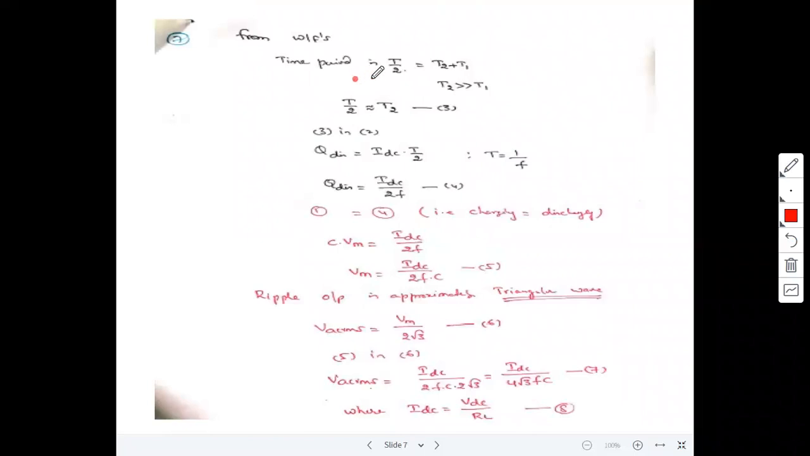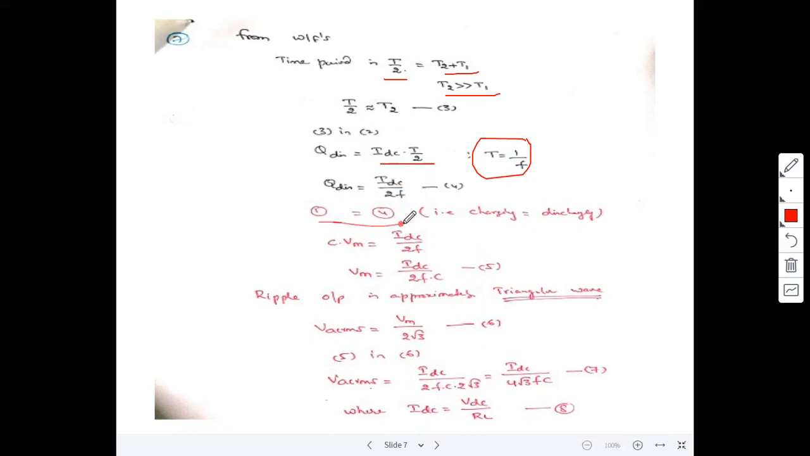Then further simplify it. Discharge time, total time period T by 2, is equal to T2 plus T1. Here discharge time is very much greater than charging time, so T by 2 is approximately equal to T2. Now Q discharge is equal to IDC into T by 2, where T is equal to 1 by F. Converting in terms of frequency, Q discharge is equal to IDC by 2F.